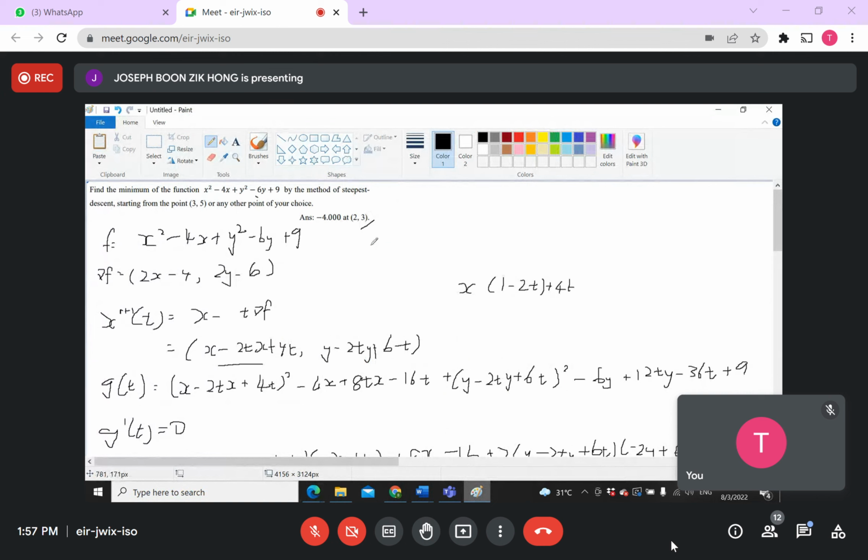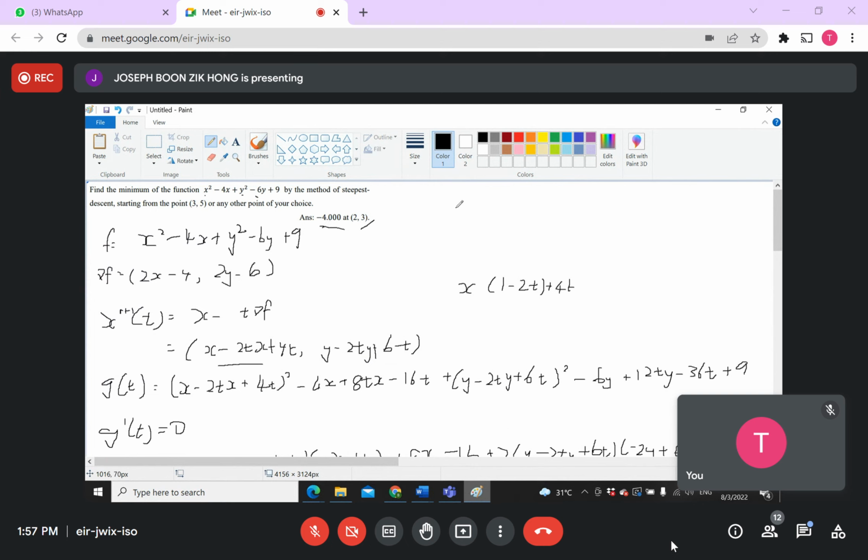Okay, so 2, 3, then how are you going to get this one? You put your 2 and 3 into here. So you will have 2 square, 4. 4 minus 4 times 2, 8. Plus y square, 9. And then minus 6 times y, 18. Okay, and then plus 9. So that's why you get negative 4.